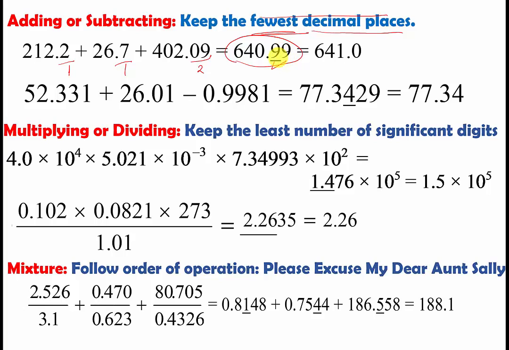So we have to round this. This will make into a 10, so therefore it becomes a 0, and this increases by 1. That's why you have this one right here, with 1 decimal place.